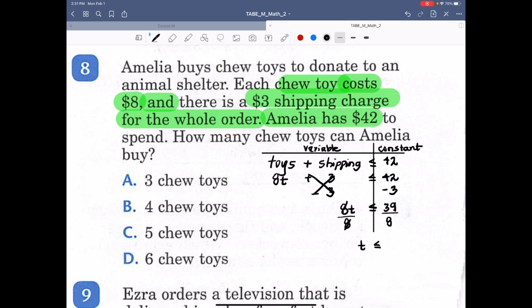When you do that on your calculator, it's going to be ugly. It's 4.875. So she can buy at most 4 whole toys. The 0.875 would just be part of a toy. So I'm going to say that B is the answer, but she would have some money left over. It wouldn't take her whole $45, but she can only buy 4 of the chew toys.